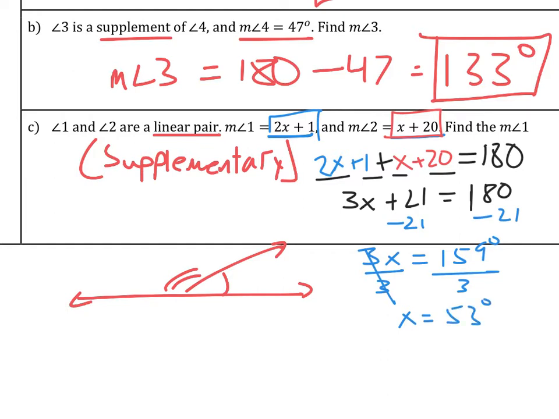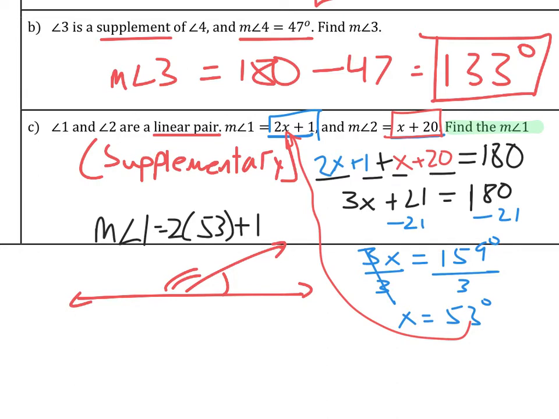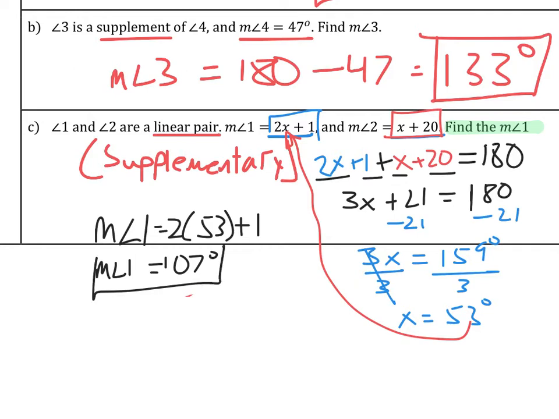Now, careful, the question was, what is the measure of angle 1? So we've got to plug this back in to figure out what the measure of angle 1 is. So let's plug this into here. We can say the measure of angle 1 is going to be 2 times 53 plus 1. 2 times 53 is 106. 106 plus 1 is 107 degrees. Okay, so the measure of angle 1 equals 107. That M again means the measure of.